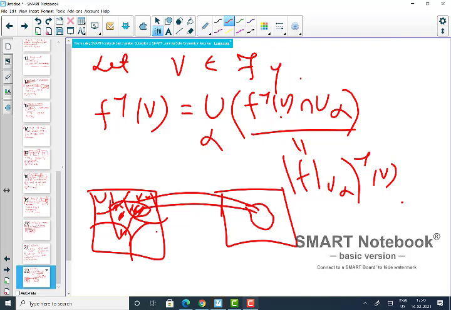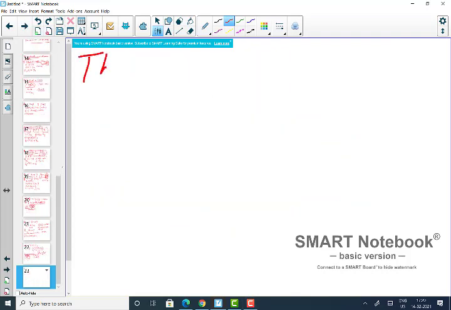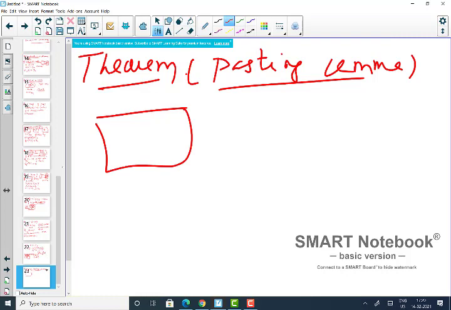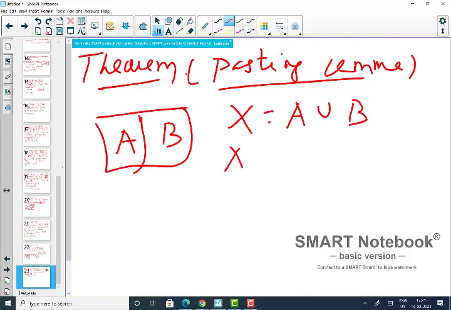Okay, now finally I will talk about two important theorems, and then I will finish today's class. So one theorem is called the pasting lemma. Okay, so what is that pasting lemma? It tells you that suppose you know a function, so there are two closed sets whose union is x, x equal to A union B, such that A is closed and B is closed inside X.